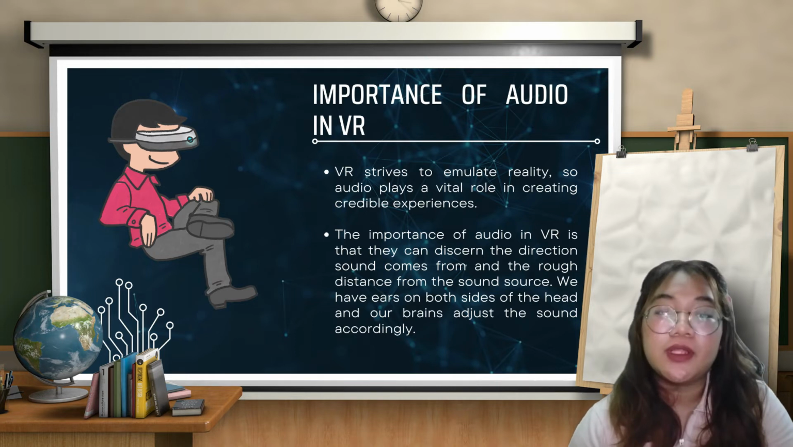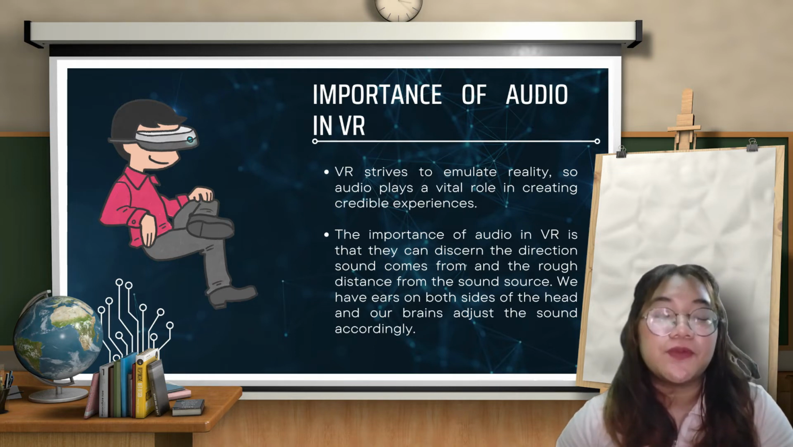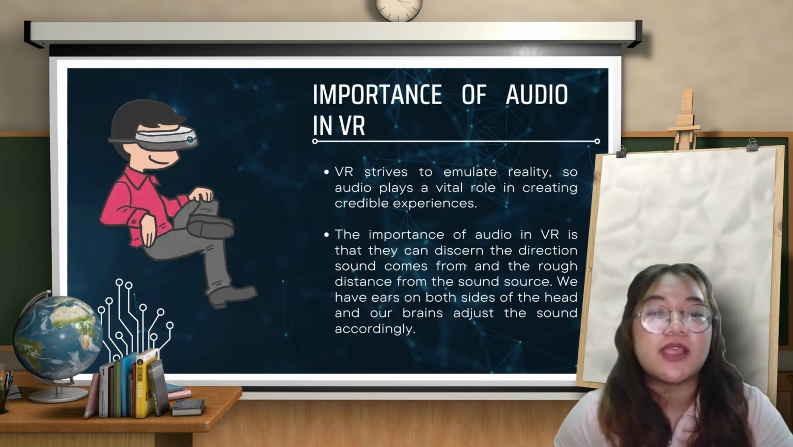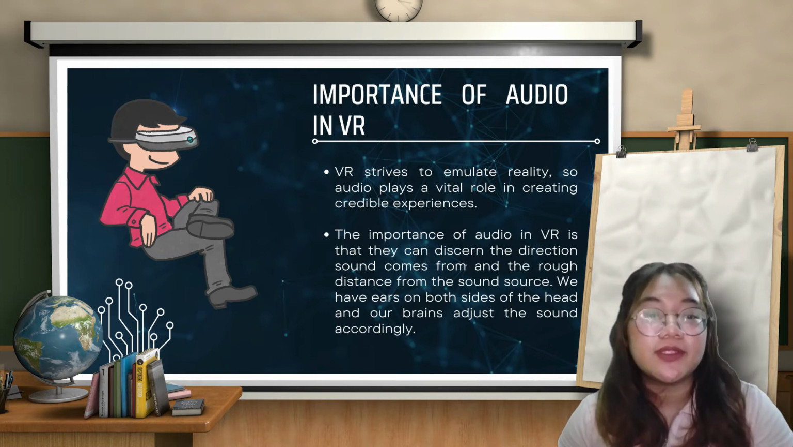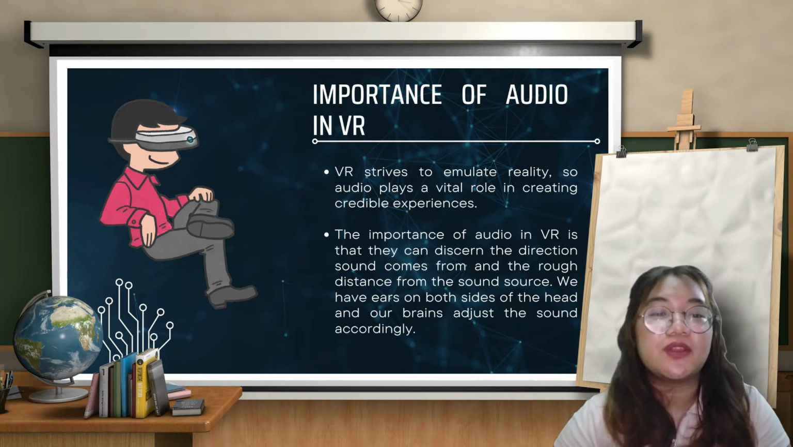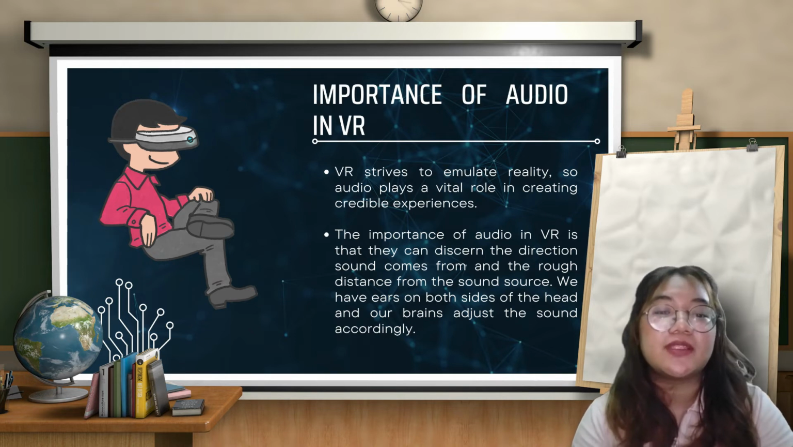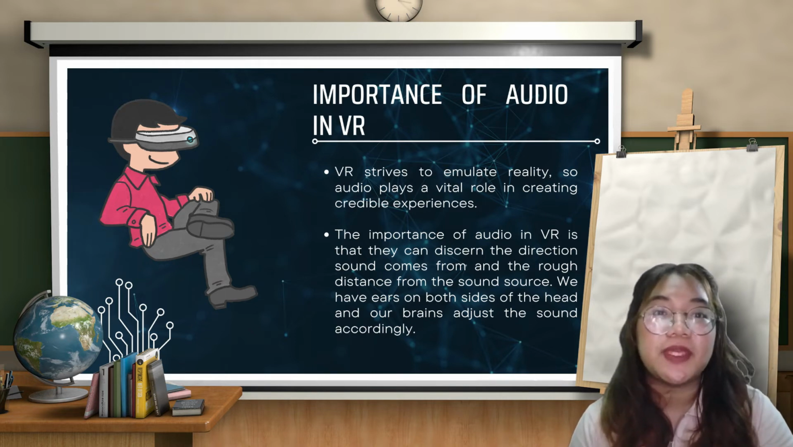As people, we hear in three dimensions, and the importance of audio in VR is that we can discern the direction sound comes from and the rough distance from the sound source. We have ears on both sides of the head, and our brains adjust the sound accordingly. We therefore perceive sound as if positioned at a specific point in three-dimensional space.